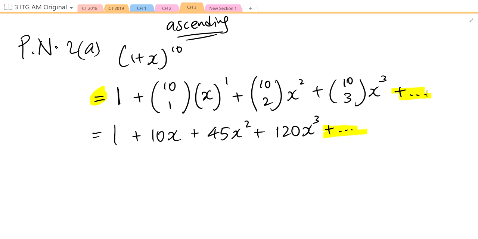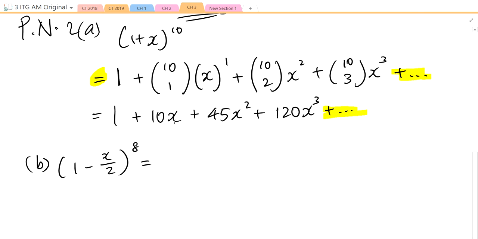Straightforward. But things are not always so simple. Let us take a look at part B. We've got 1 minus x over 2 power 8. If I expand everything out, how many terms do you think I will get? 9 terms. Okay, what is my first term? 1. Plus second term?